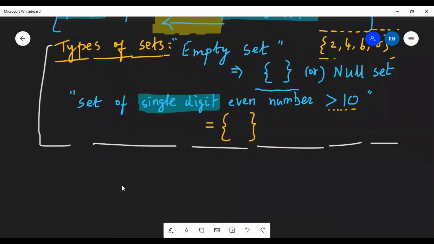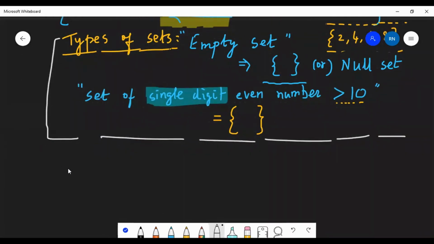Fine. But suppose I have another set. What is the set of even prime numbers?